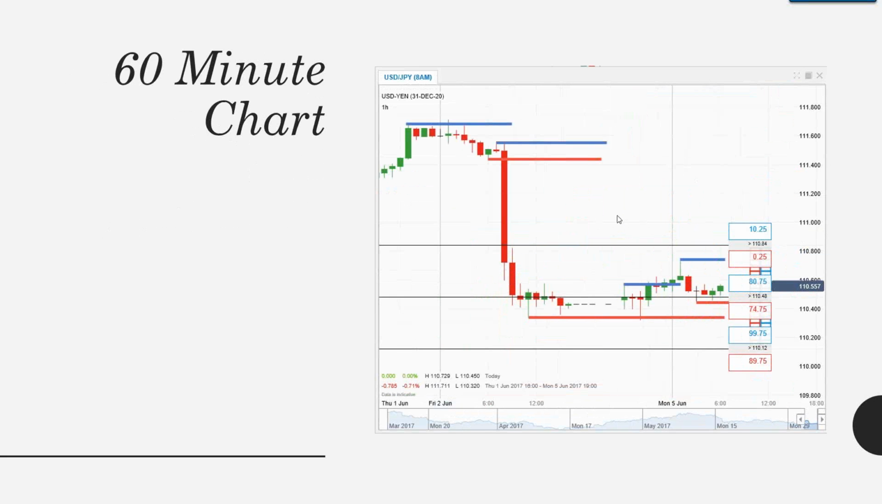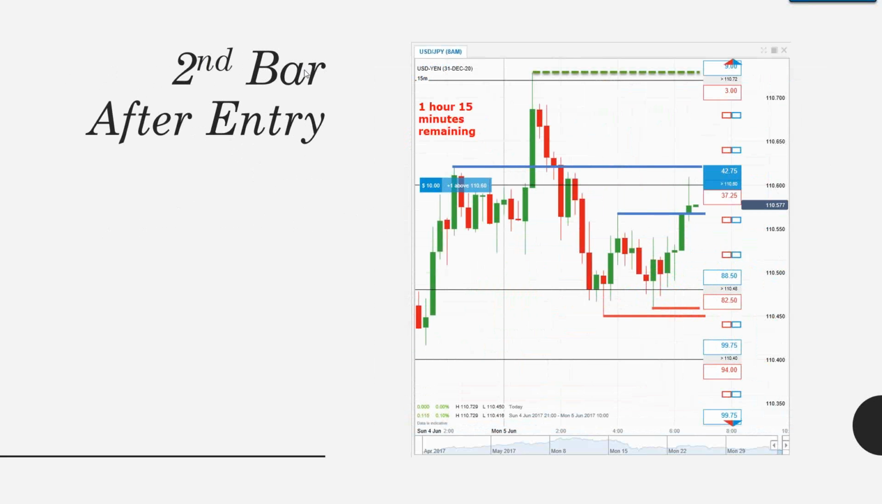Okay, so now we went through the 60-minute. Now let's go to the second bar after entry. What happened on this bar that said, hey, this trade might be in trouble? Does anybody see it? And this highlights exactly what I said. Do you see this high over here? They're coming back to test it, but then it pushes down, correct? That is your first clue that your trade might be in trouble.